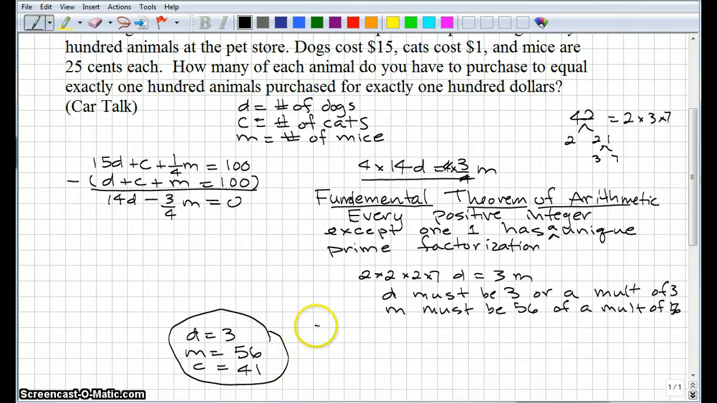So when you're dealing with discrete mathematics, that is mathematics that is all in terms of integers, then you can actually solve equations like this sometimes, if you're lucky, because you've got the added fact that all of these variables have to be integers, and then you can use the fundamental theorem of arithmetic. So there you go. That's the answer: 3 dogs, 56 mice, and 41 cats.